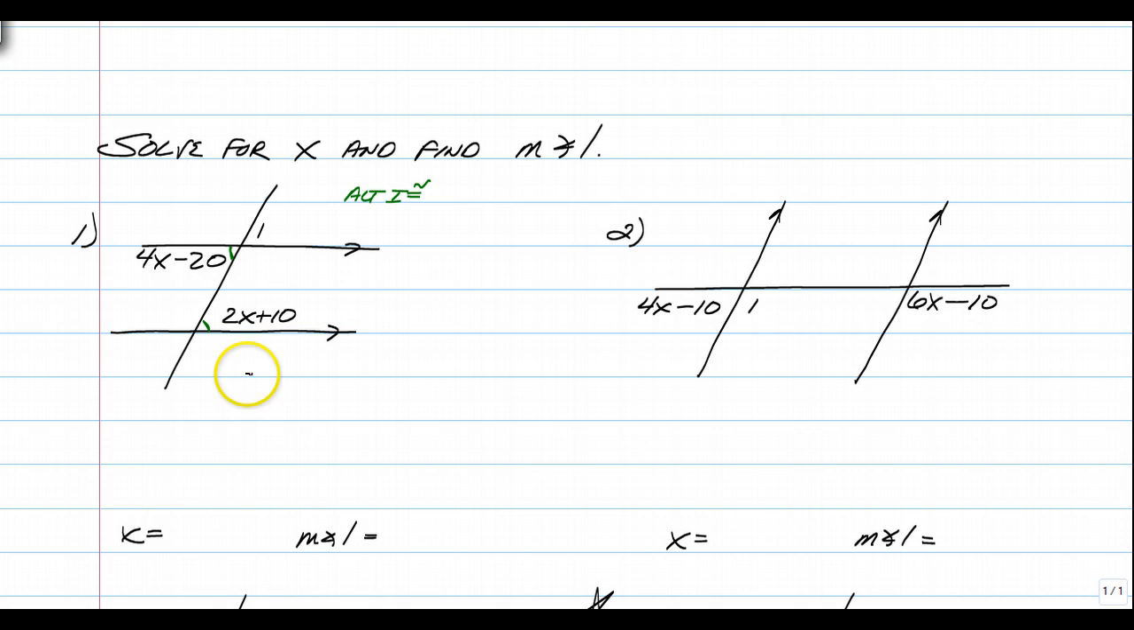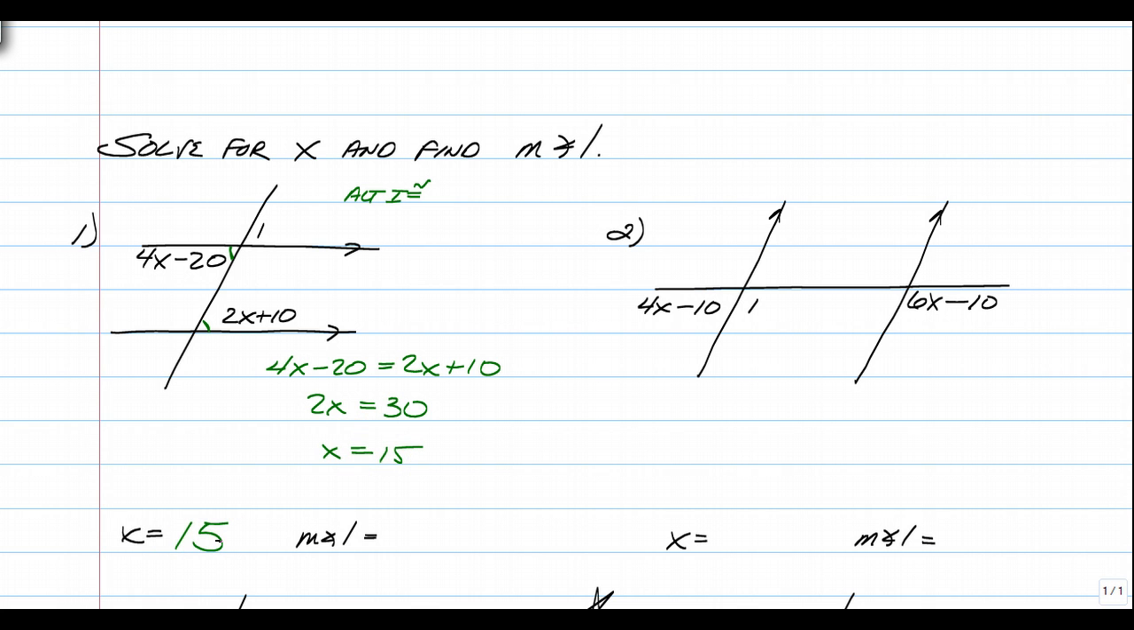So to set this one up algebraically, we set them equal to each other. So 4x minus 20 is equal to 2x plus 10. Now all you have to do is solve this algebraically. So 2x is equal to 30, so x is equal to 15.